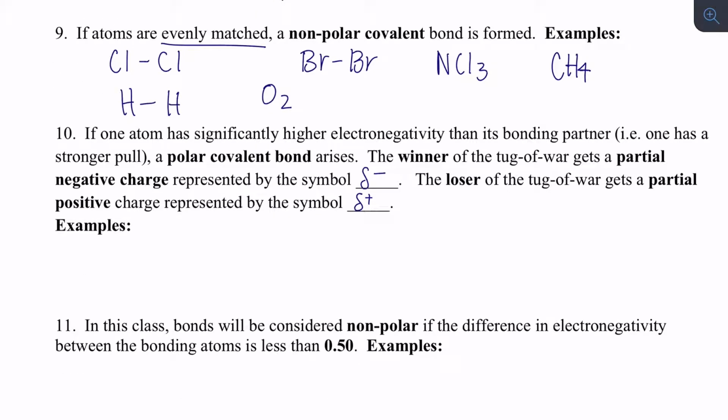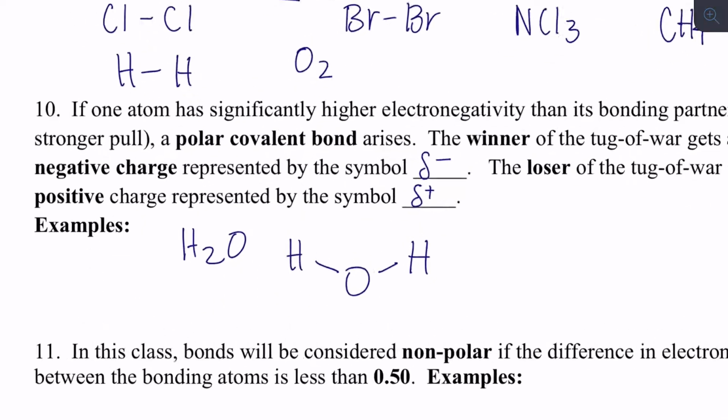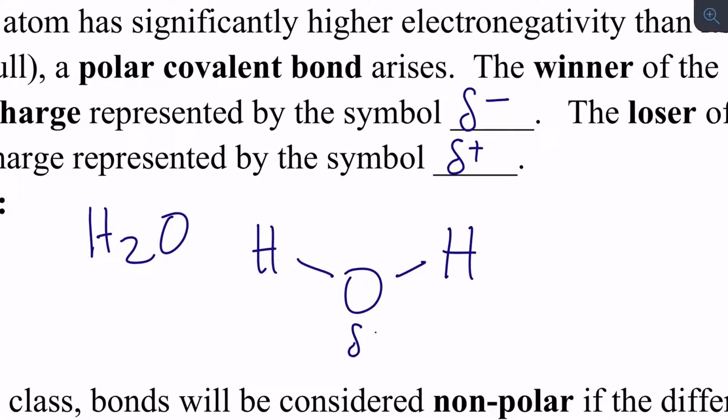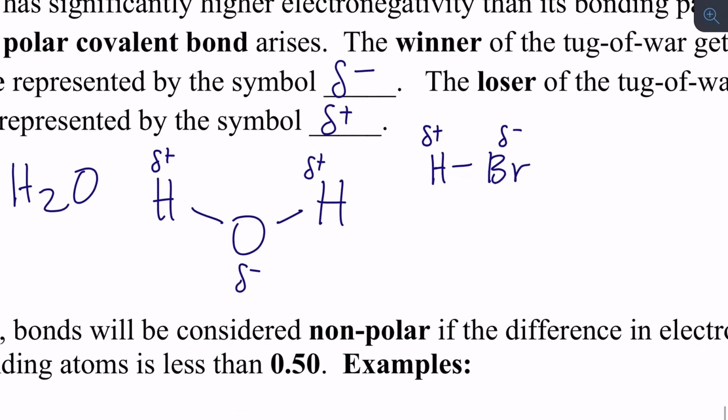Some examples of this would be like water. As we can see here from our numbers, oxygen is much more electronegative than hydrogen, so the electrons are going to be pulled towards the oxygen, giving it a partial minus, and our hydrogen's a partial plus. Another example of this would be HBr. Again, bromine, much more electronegative. It will pull the electron towards itself. HCl. Again, chlorine, much more electronegative than hydrogen.